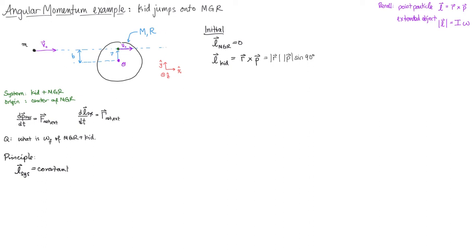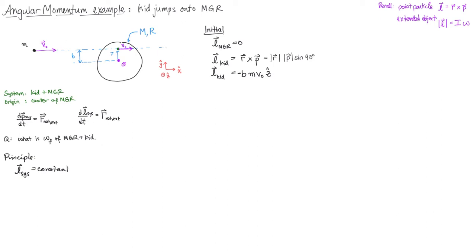Okay, so that's convenient. We know the magnitude of r is this length b. Okay, so that part we know. The magnitude of the linear momentum is m times the speed v naught, and the sine of 90 is 1. So initially, the angular momentum of the kid has magnitude b m v naught. And how about the direction? Well, if we do r cross p, we're doing the right-hand rule. Our thumb points into the board. Into the board is the minus z-hat direction.